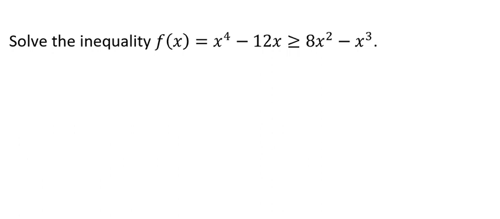In this video, we're going to be solving a polynomial inequality. The inequality we're going to be working with here is x to the fourth minus 12x is greater than or equal to 8x squared minus x to the third.